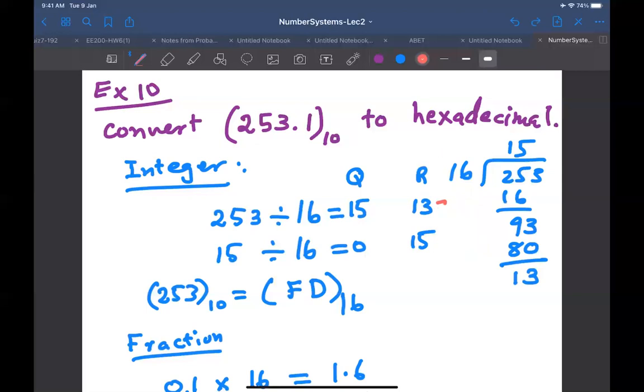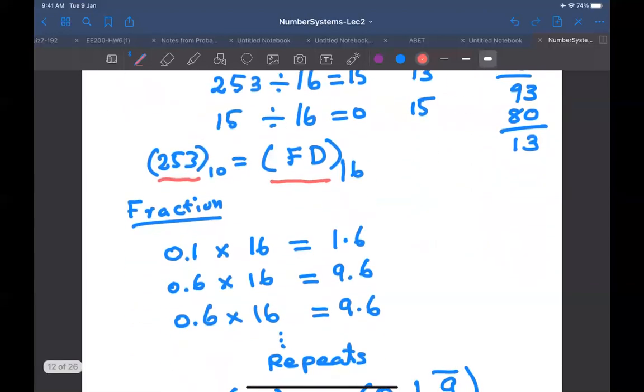So what is the answer here for the decimal? 253 in decimal is equal to FD in hexadecimal. For the fraction, you take the 0.1 and convert it to hexadecimal. So you take 0.1 and multiply it by 16. You get 1.6. Then you take 0.6, which is the new fraction, and multiply it by 16 to get 9.6. Then you take 0.6 again, multiply it by 16 to get 9.6, and this repeats forever.